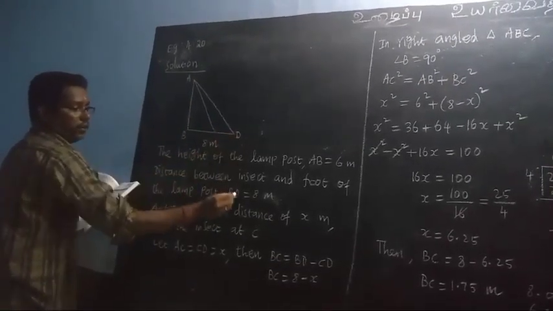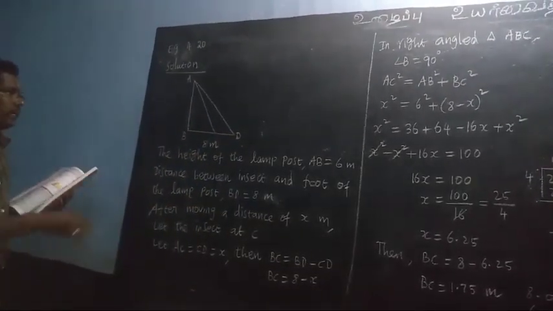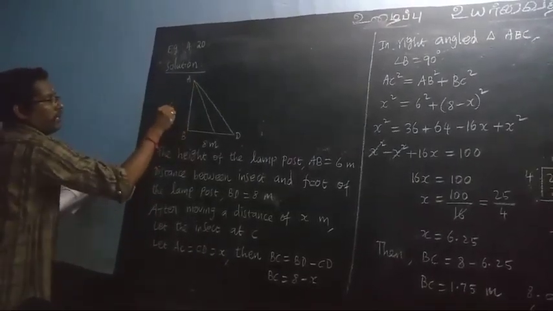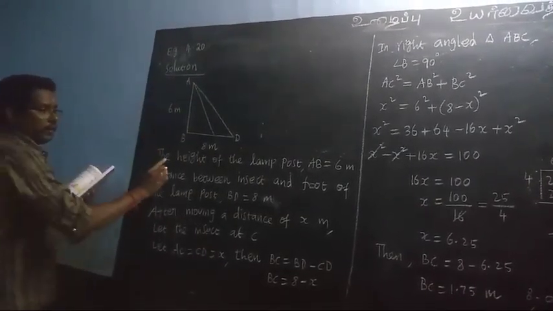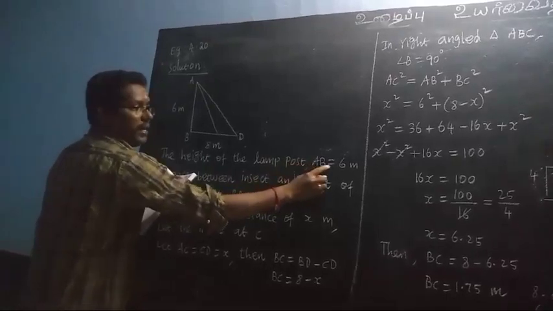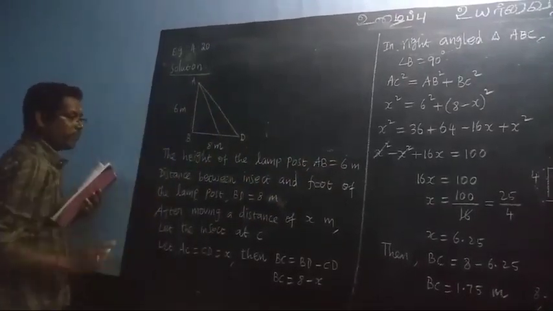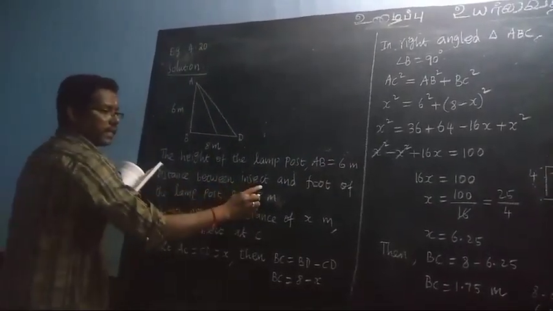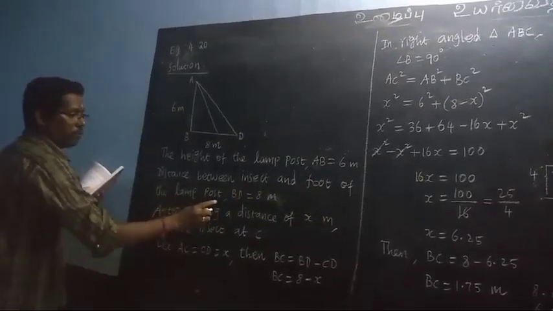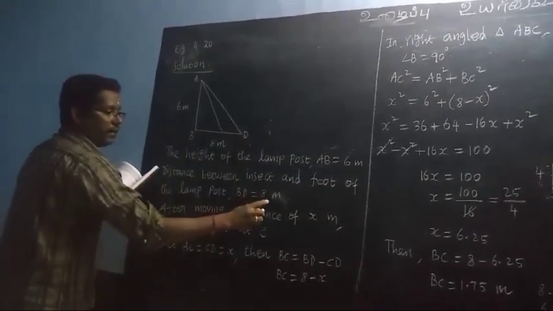Height of the lamp post AB equal to 6 meters. Next, the height of the lamp post AB equal to 6 meters. Distance between the insect and the foot of the lamp post, BD equal to 8 meters.